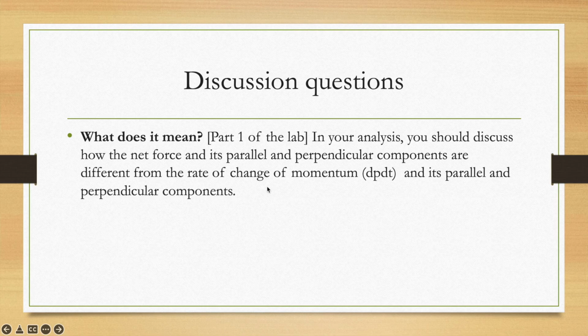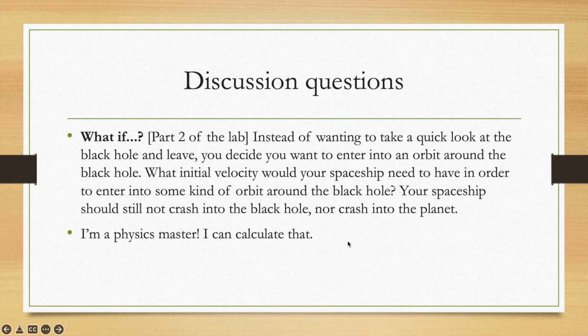So what does this mean? In your analysis, what is the difference between the net force and its parallel and perpendicular components and the rate of change of momentum and its parallel and perpendicular components? So the main difference is that the change of momentum we can calculate, and the net force is just the sum of all of the forces. So we use the change in momentum to calculate the net forces. So it's important to know that difference. And also, now we know at what velocity we need to start to just leave the black hole.